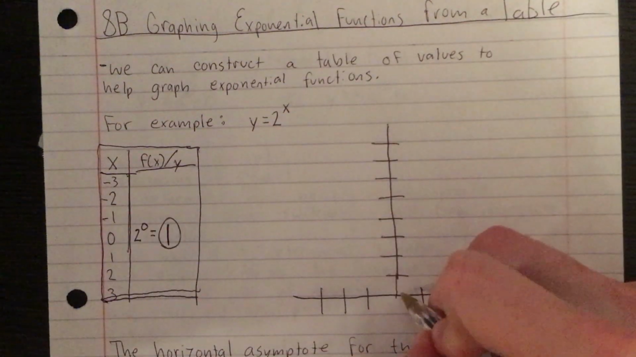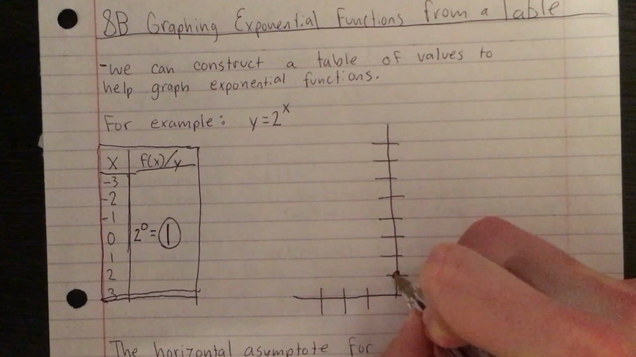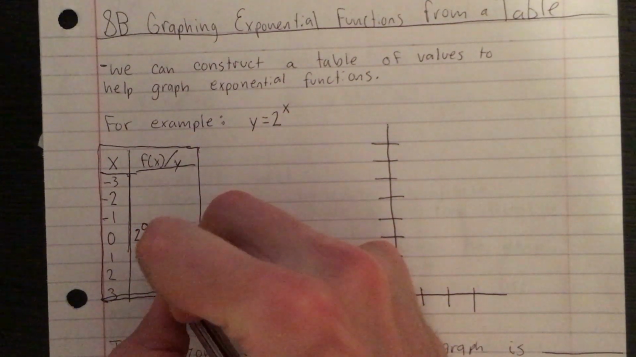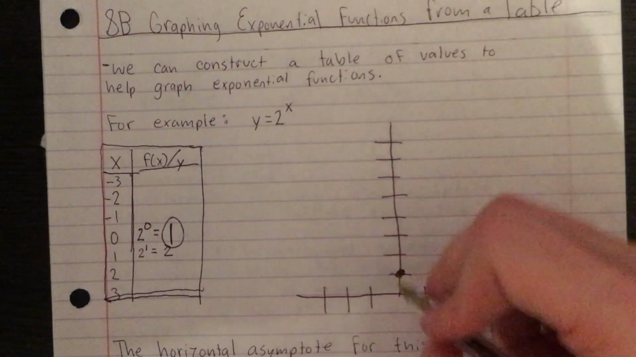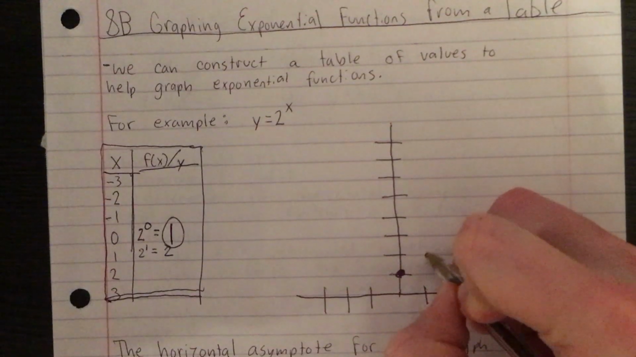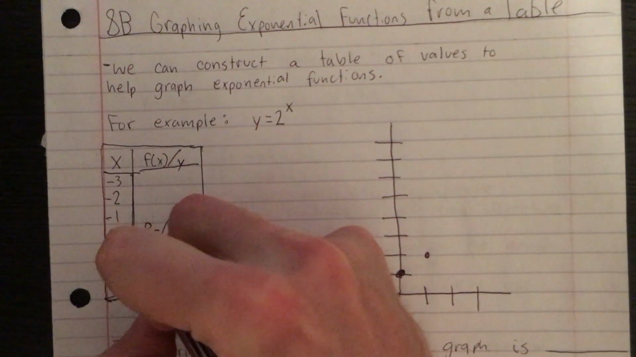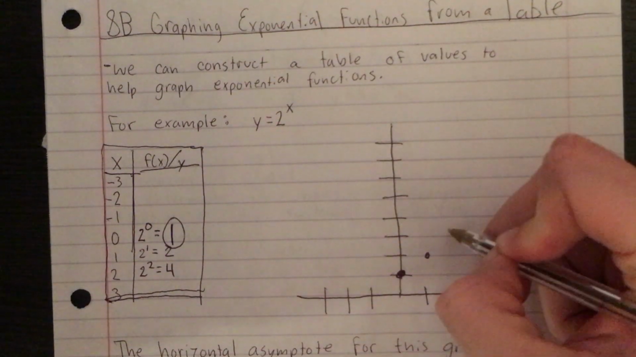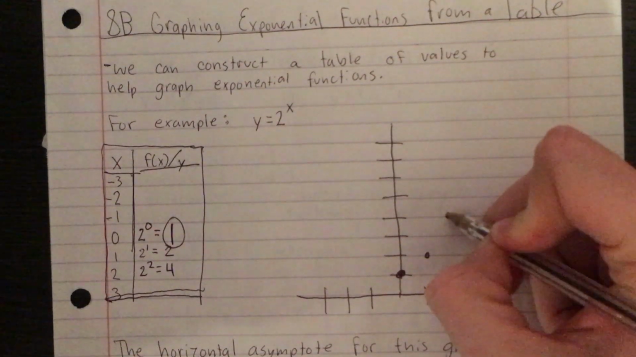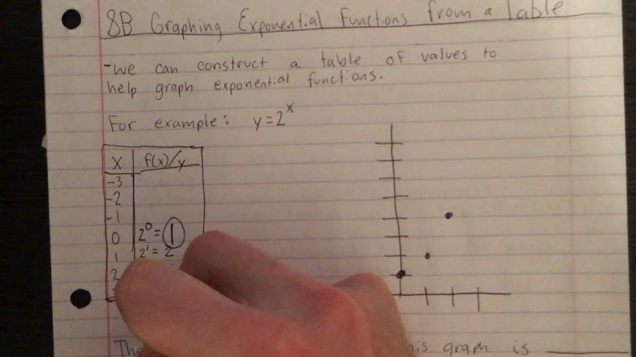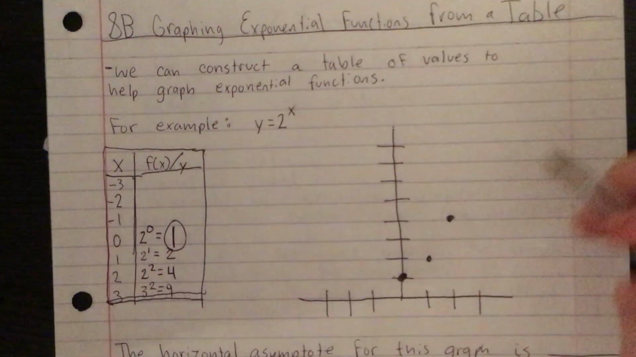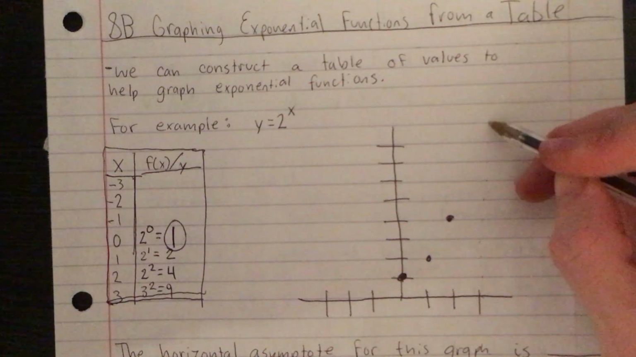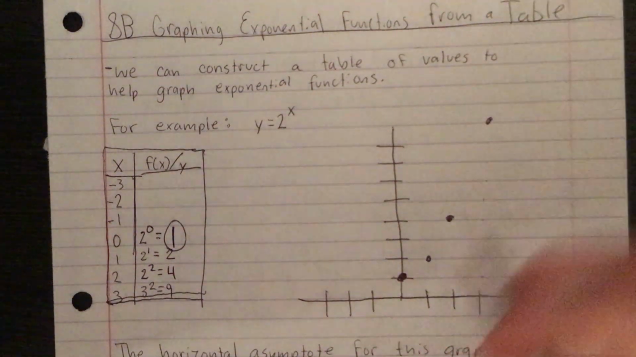So the coordinate I'm going to graph here is 0, 1. I'm going to put a point right there. 2 to the first power would be 2, so I'm going to graph 1, 2. 2 to the second power would be 4, so I'm going to graph 2, 4. 3 squared is 9, so 3, 1, 2, 3, 4, 5, 6, 7, 8, 9 right there.